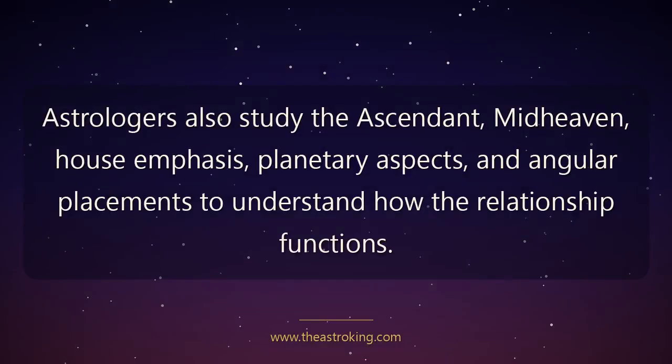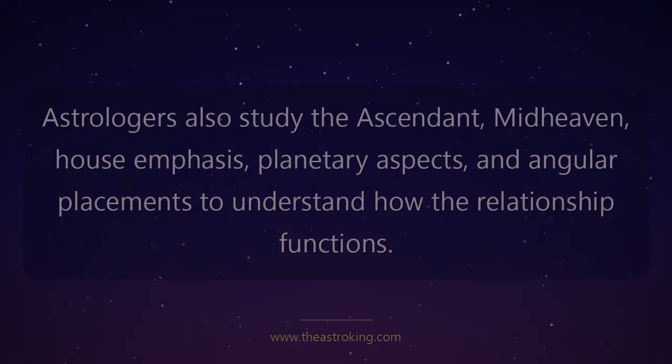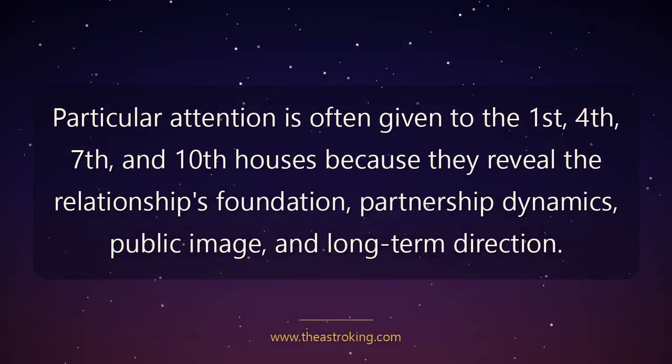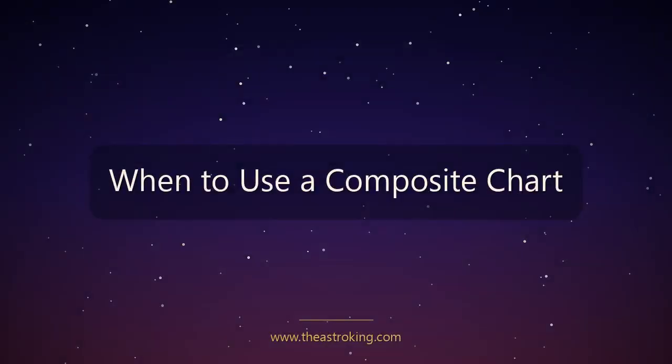Astrologers also study the ascendant, midheaven, house emphasis, planetary aspects, and angular placements to understand how the relationship functions. Particular attention is often given to the 1st, 4th, 7th, and 10th houses because they reveal the relationship's foundation, partnership dynamics, public image, and long-term direction. When to use a composite chart.